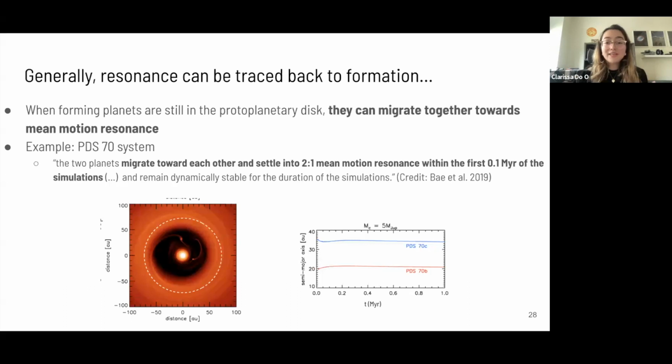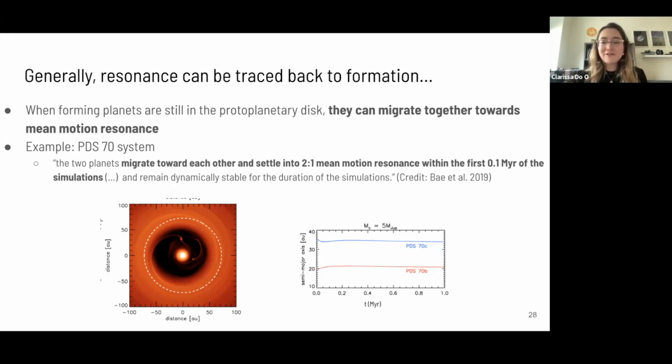And we can actually trace this back to formation by trying to simulate how these planets actually formed in the protoplanetary disk. Bae et al. 2019 is a paper that tried to study how these planets evolved in the disk. In order to do this, N-body simulations are no longer sufficient because you have the two planets, but you also have the gas in the disk. And for that, you have to use what we call a hydrodynamic simulation.